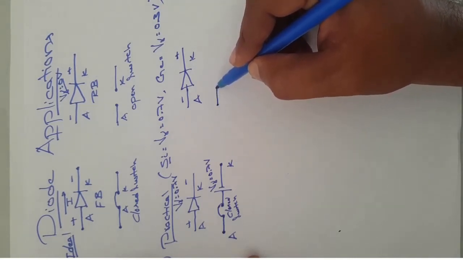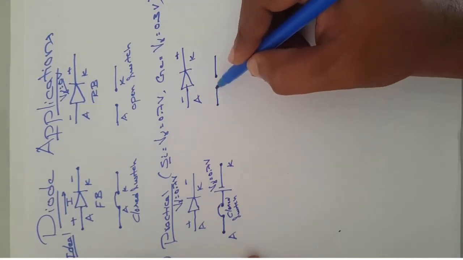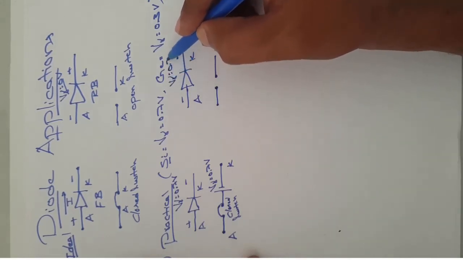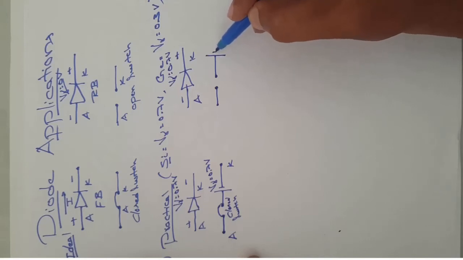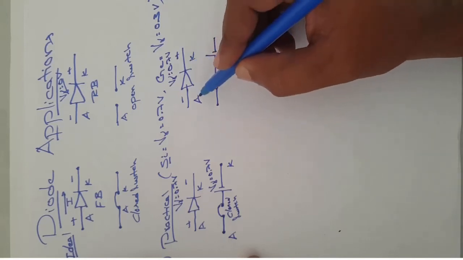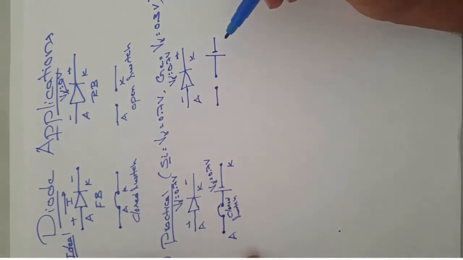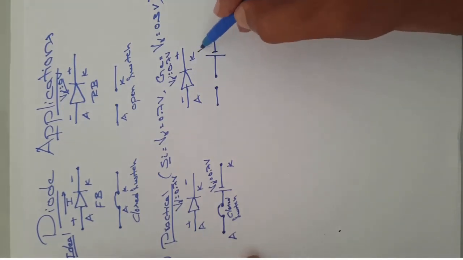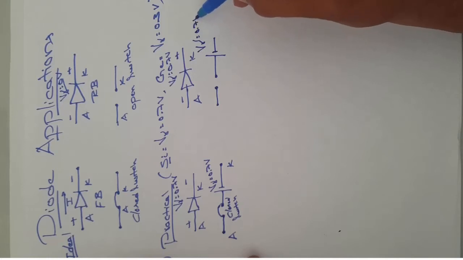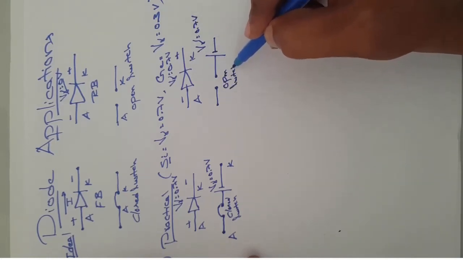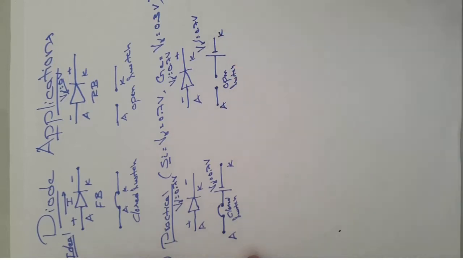Off condition means that it is represented by an open switch, as we discussed in case 1. But here I have a cut-in voltage V gamma equals 0.7 volts. The anode should always be represented by a positive terminal and the cathode by a negative terminal, right? So this is V gamma, 0.7 volts, and this is your open switch, and this is anode and this is cathode.